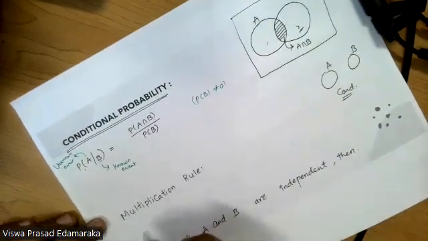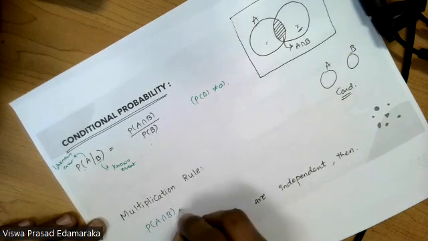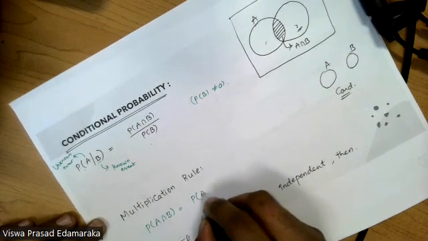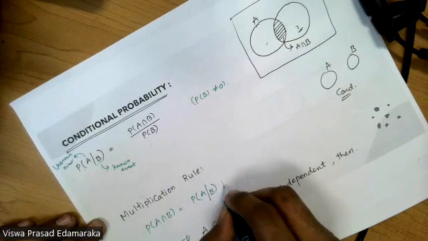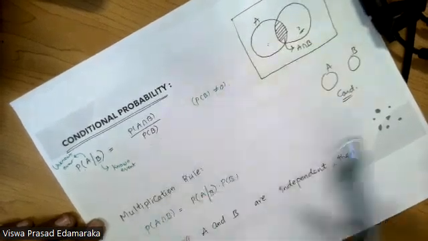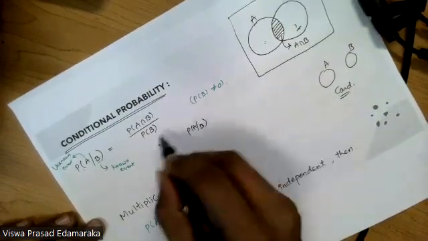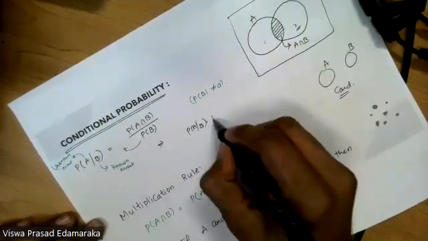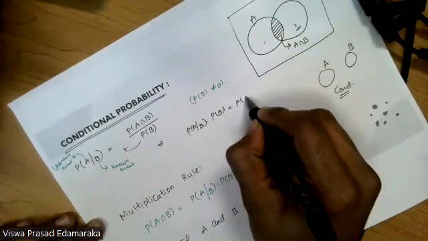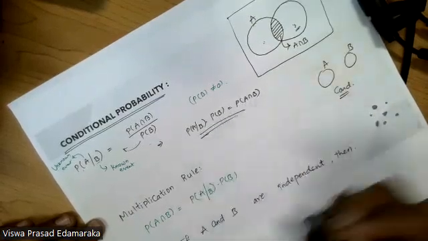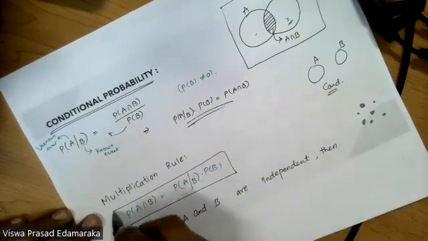What is the multiplication rule? We have seen the addition rule. This is the multiplication rule. P of A intersection B equals P of A given B into P of B. Like just P of A given B into P of B equals P of A intersection B. This is how it came. So this is the multiplication rule.